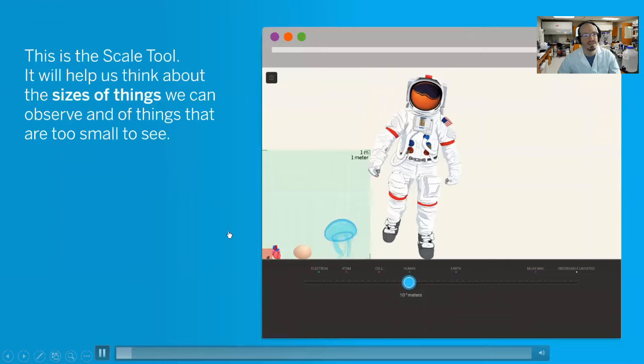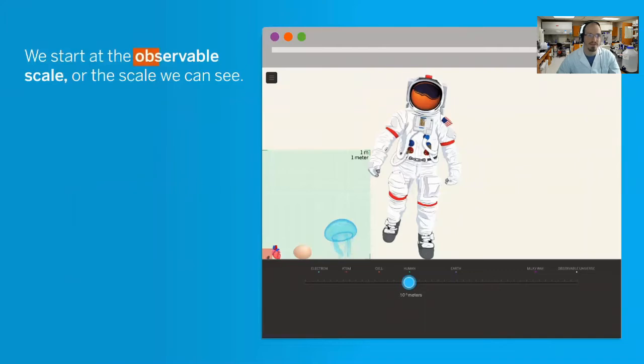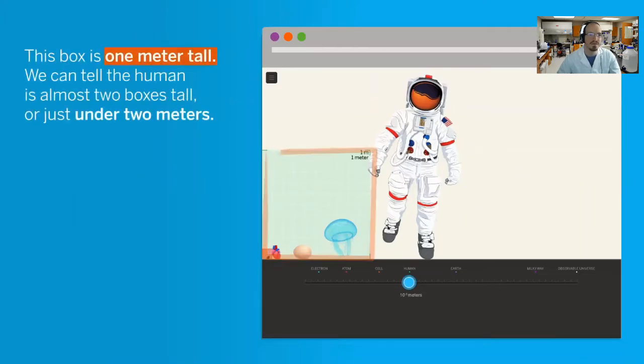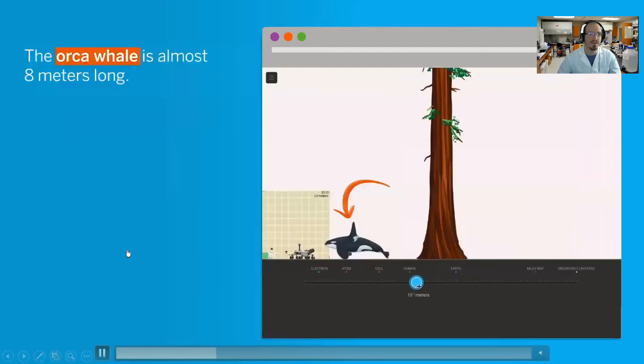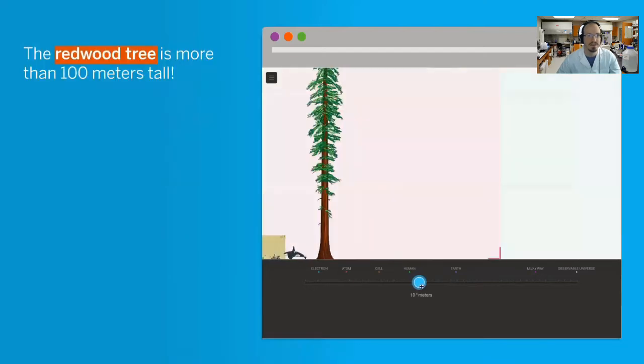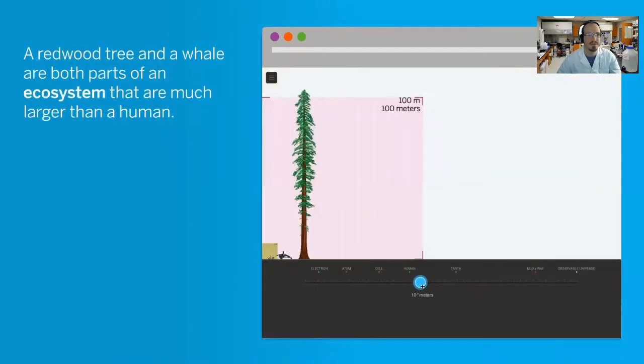It'll help us think about the sizes of things we can observe and of things that are too small to see. We start at the observable scale, or the scale that we can see. This box is 1 meter tall. We can tell the human is almost 2 boxes tall, or just under 2 meters. To the right are larger objects. The orca whale is almost 8 meters long. The redwood tree is more than 100 meters tall. A redwood tree and a whale are both parts of an ecosystem that are much larger than humans.